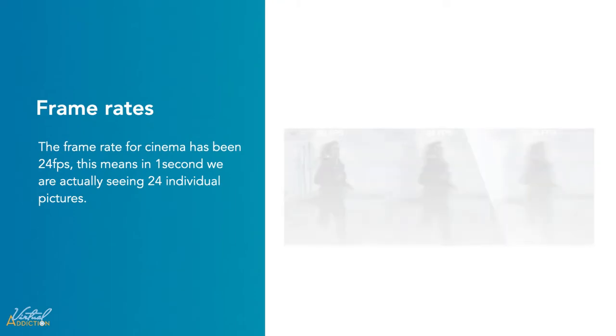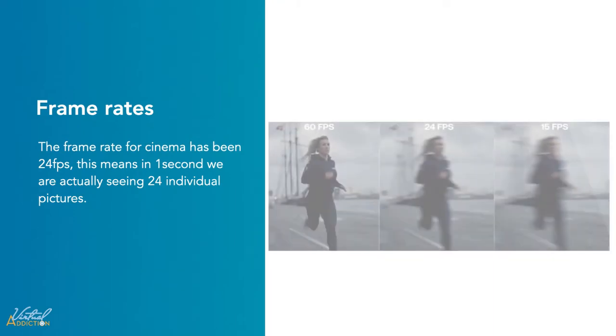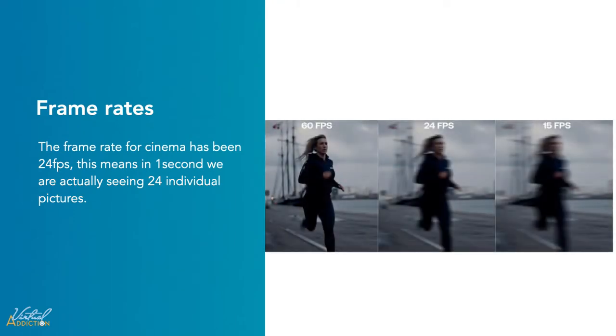Since the 1920s, the frame rate for cinema has been 24 FPS. This means that in 1 second of footage, we're actually seeing 24 individual pictures. But viewing this footage at 24 FPS creates the illusion of movement. The human eye is able to process individual pictures at a maximum rate of 12 FPS. Anything higher will be perceived as motion.